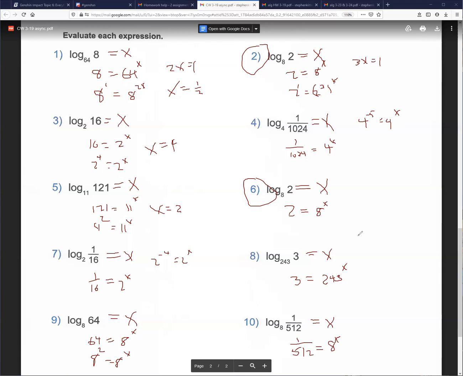We already answered number 6 because it's the same as number 2. 3 equals 3 to the fifth to the x. So 3 to the first. So 1 equals 5x. And therefore x is equal to a fifth. And 8 to the negative third is equal to 8 to the x. So x is equal to negative 3.